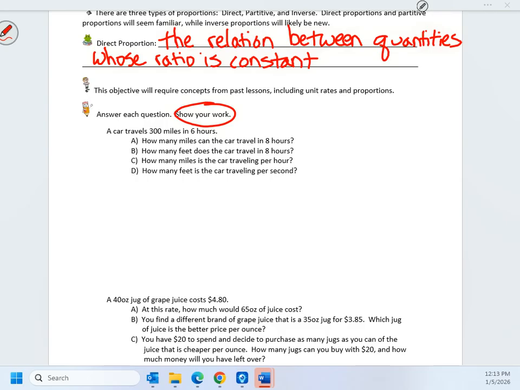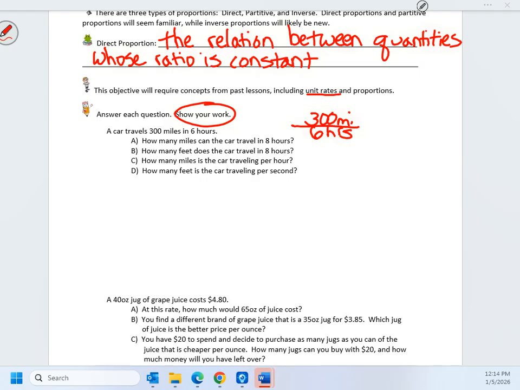So, a car travels 300 miles in 6 hours. How many miles can the car travel in 8 hours? First, let's look at what that first ratio is. 300 miles in 6 hours. We want to know how many miles it can go in 8 hours. How can we go from 6 hours to 8 hours? What do you think we should do, Ellie? Well, first I would figure out what 1 hour is, so I would divide them by 6. Perfect, using that unit rate.